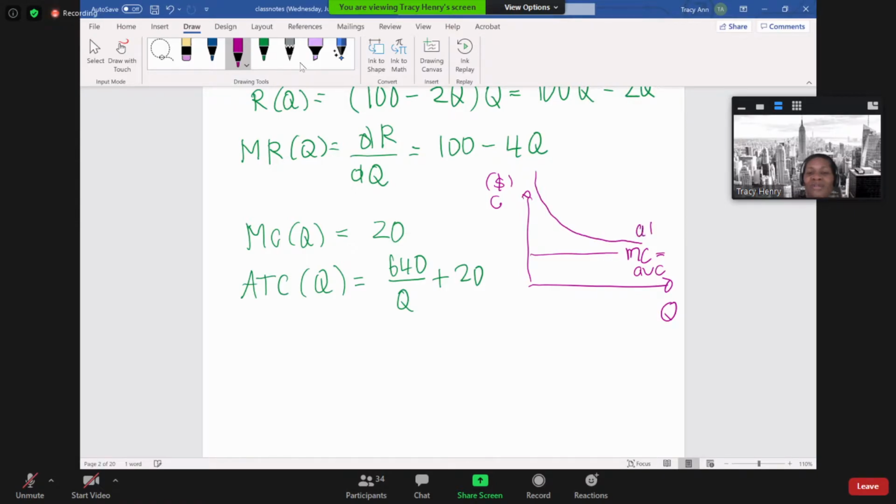So my average total cost is definitely greater than 20, because I have 20 plus some animal here. But what you want to realize is that as quantity increases, this first portion of our equation is just getting smaller and smaller, but it never reaches 20, right? 640 divided by 10,000 is still a number greater than 0. And so this is still going to be greater than 20. So you have that asymptotic decrease, and it never touches your marginal cost curve. And so this is an example of a natural monopoly.